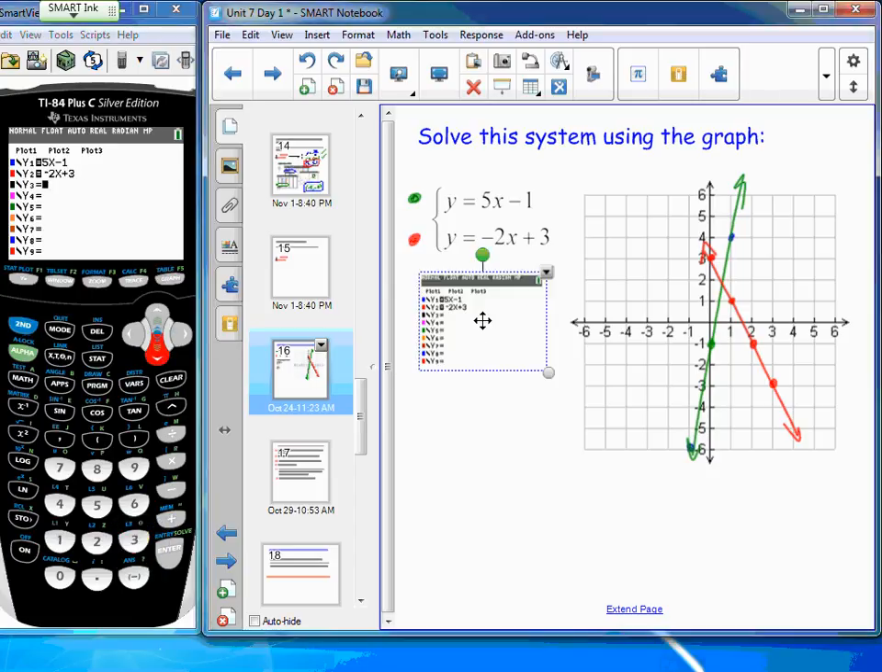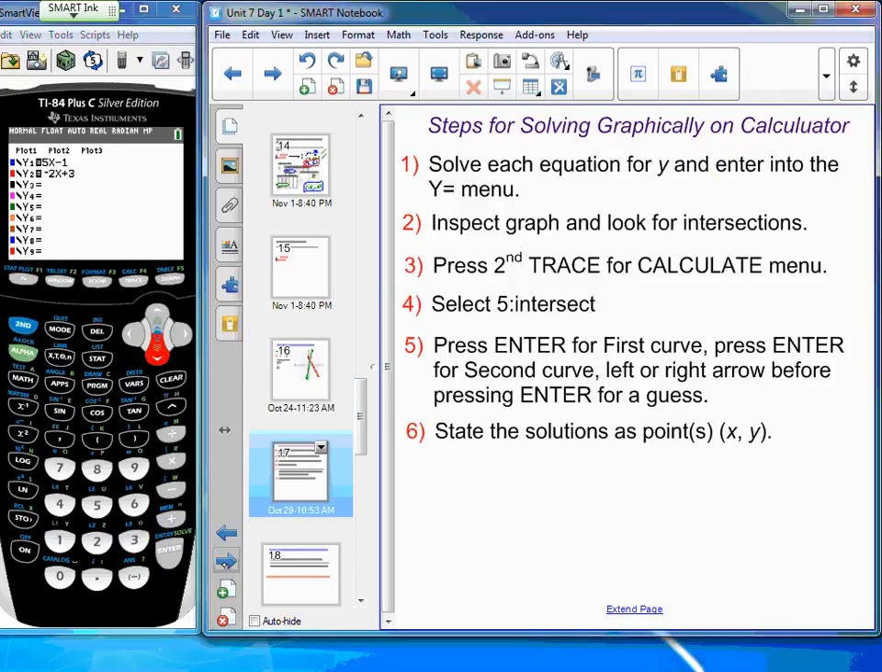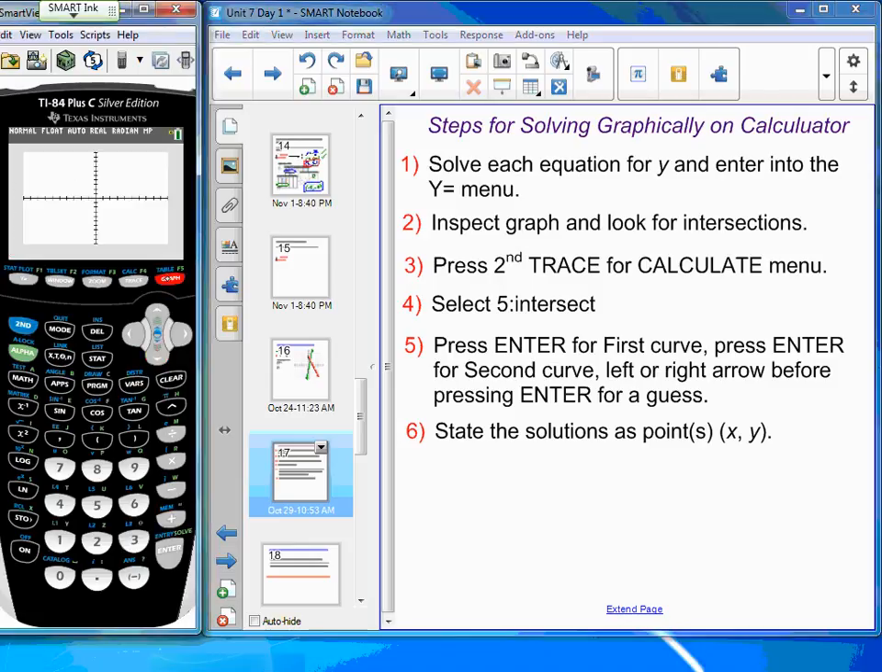After we enter those in our grapher, then we're going to inspect the graph and look for intersections. And so everybody, let's inspect the graph and look for intersections. And it looks like there is a point of intersection there. And so I know there's going to be at least one solution to this system. I just don't know what it is yet.